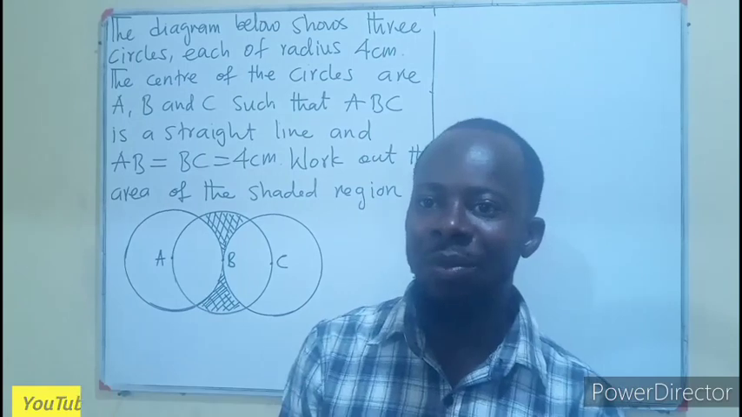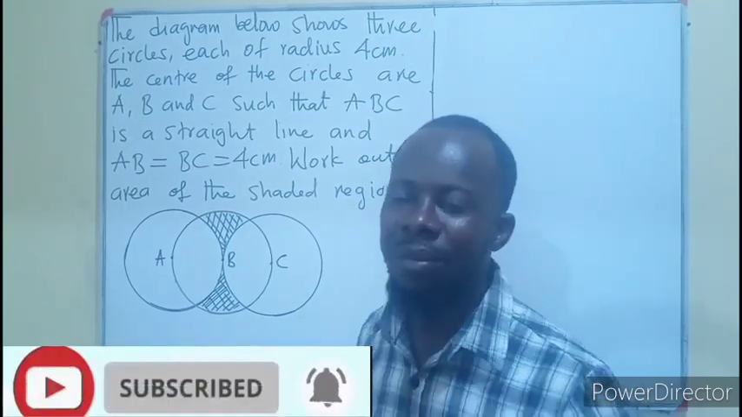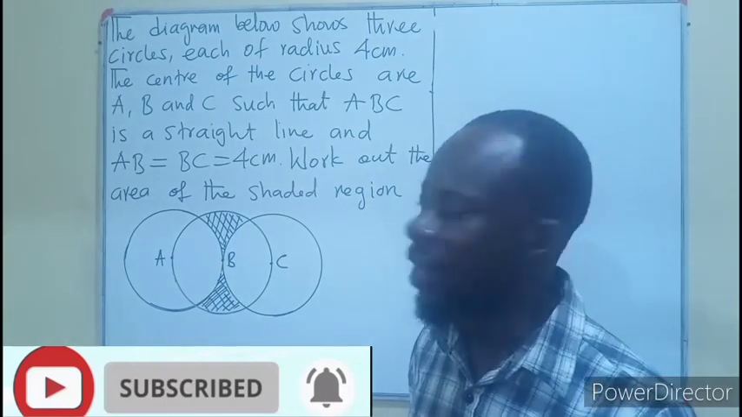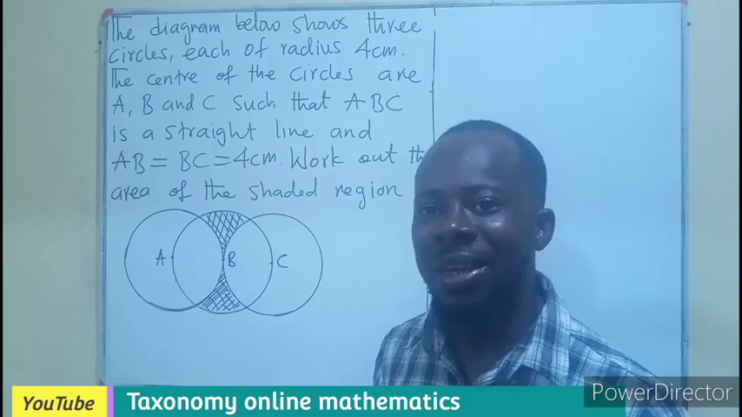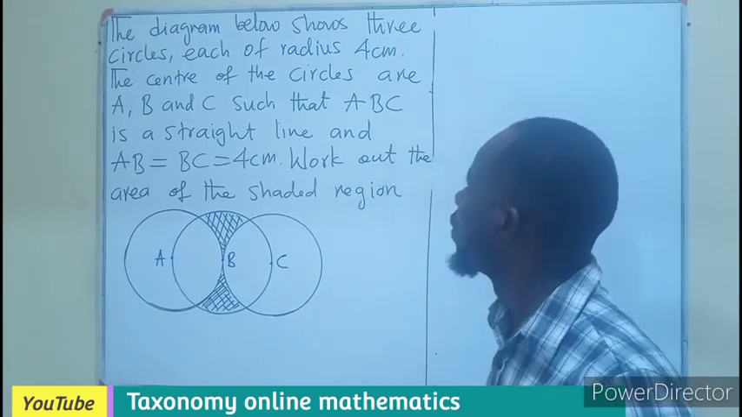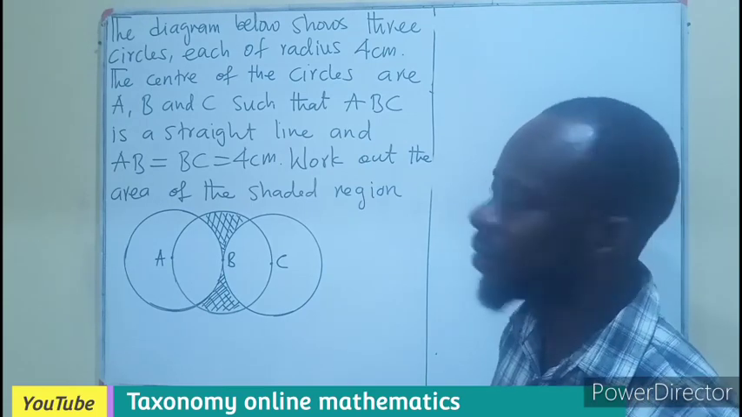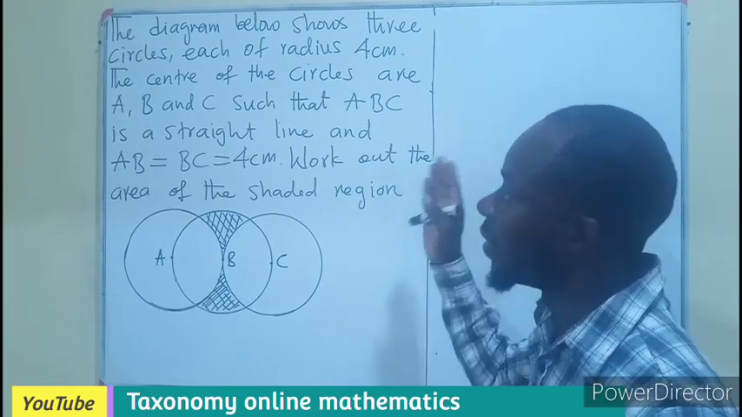In this episode, we want to provide an answer to this question under mensuration 1. One of the questions I chanced upon in Pearson Mathematics, grade 11. The diagram below shows 3 circles, where the radius of each circle is given as 4 centimeters.